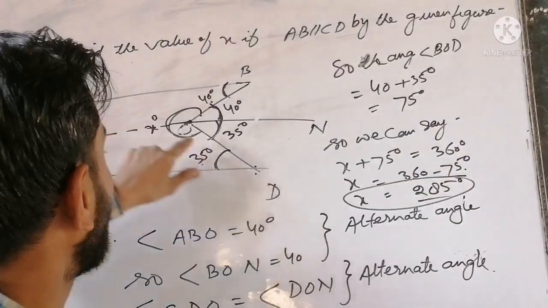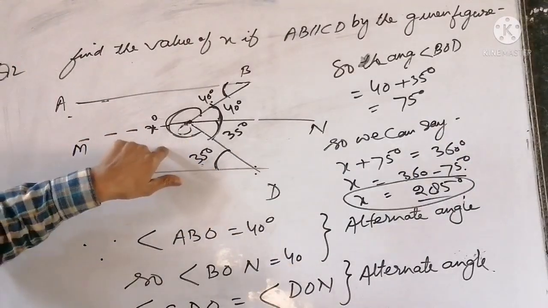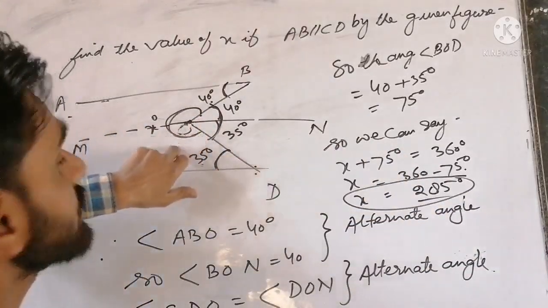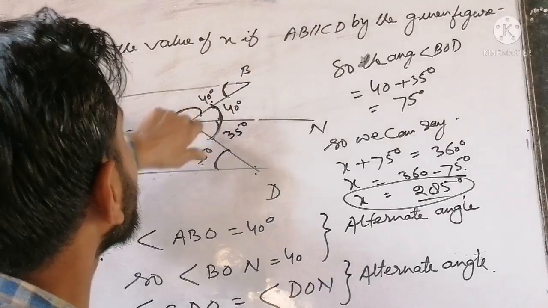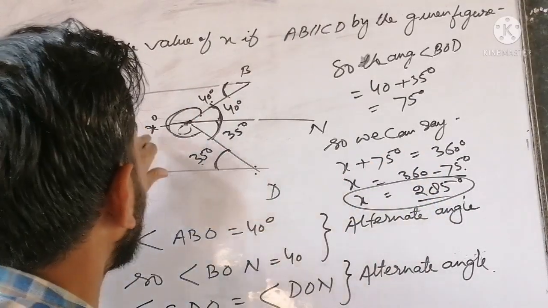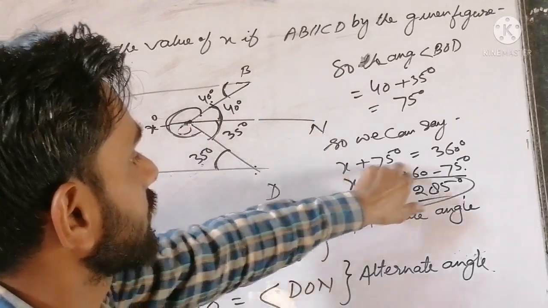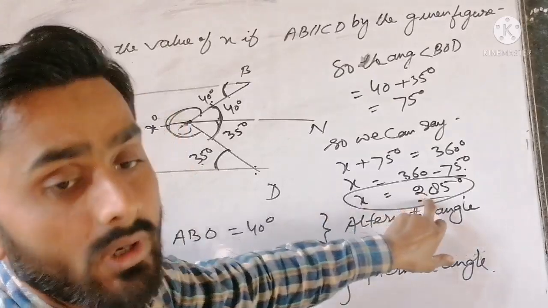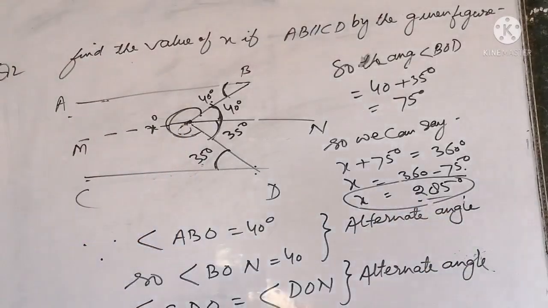We know that on a point there are 360 degrees formed. On point O, the whole angle will be 360. So we can say x plus 75 is equal to 360. x is equal to 360 minus 75. x is equal to 285. Okay, write it. Two concepts which are very easy.